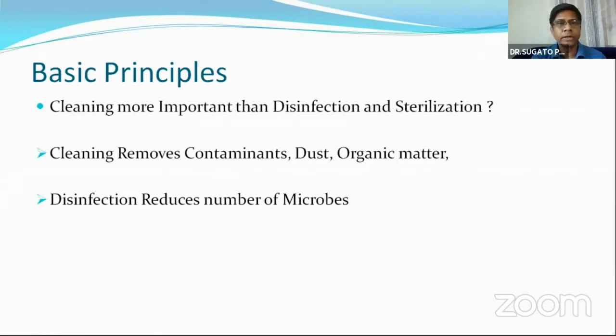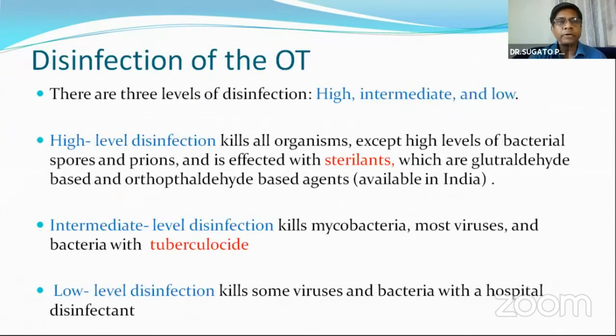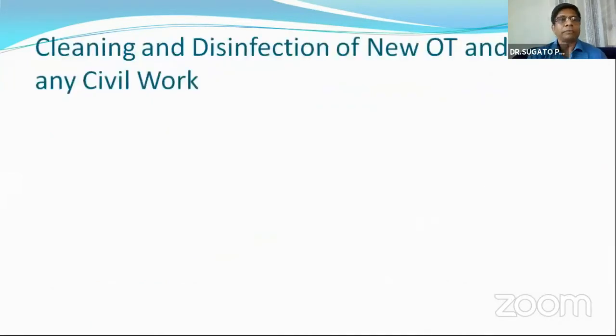Both are important because cleaning removes contaminants, dust, and organic matter, whereas disinfection reduces the number of microbes. Disinfection in the OT involves 3 levels: high, intermediate, and low. High-level disinfectants kill all organisms except high numbers of bacterial spores and prions, and are effective with sterilants such as glutaraldehyde-based Bacillocid.